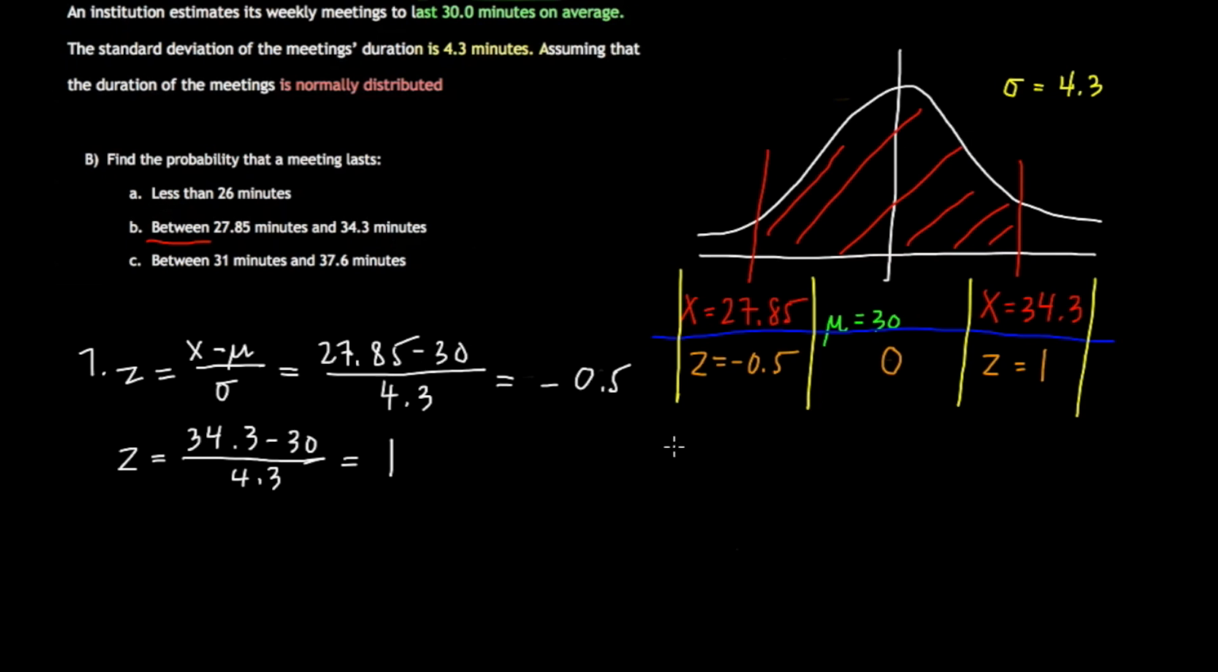Whereas a meeting that lasts 27.85 minutes is on the left-hand side, so it's less than 30, which represents you're 2.15 minutes away from the mean, from the center. And it's a z-score of negative 0.5, so you're 0.5 away from the 0, the center, on the left-hand side. Okay, and this will now allow us to find the areas under the curve, so our probabilities. So let's go ahead and do that.